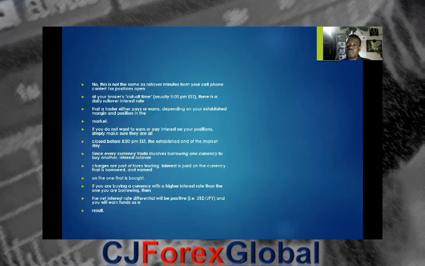Negative swap is when you are trading with the trend, the market closes, and you still hold that trade overnight. It means you are going to pay a negative swap. You are going to pay some cents, depending on the lot size you are using. You are going to pay accordingly.